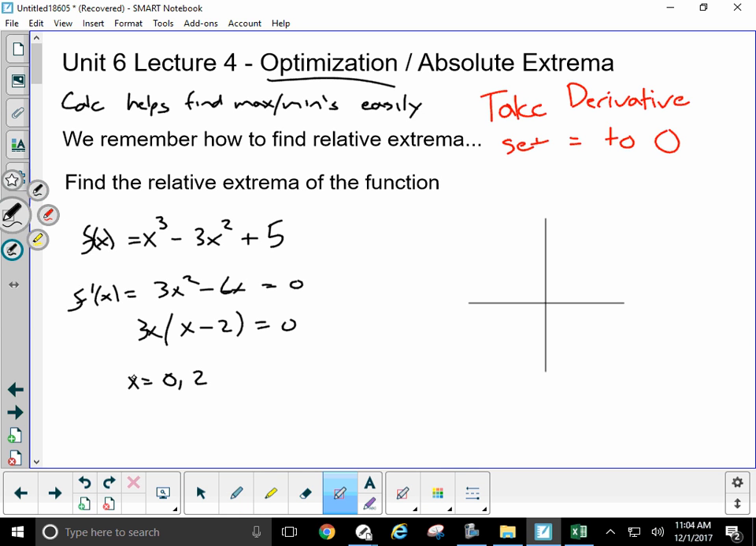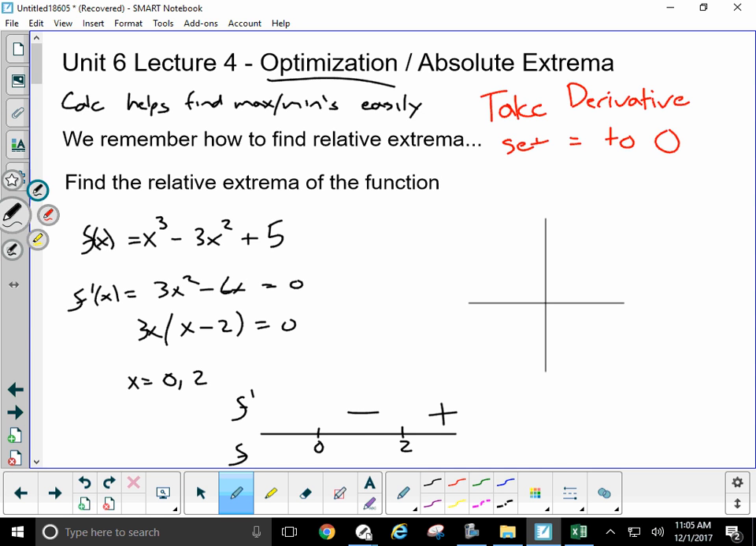All right, so these are possible maxes and mins. How do I determine if they are maxes or mins? Yeah, we use our number line to analyze the signs of our derivative, because the signs of our derivative tell us if the original function is increasing or decreasing.